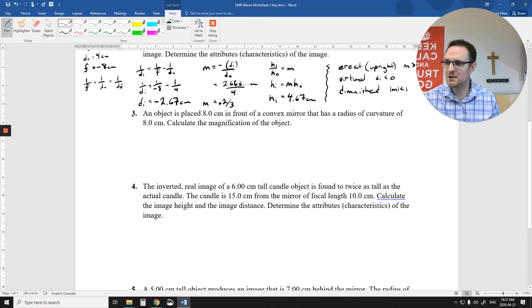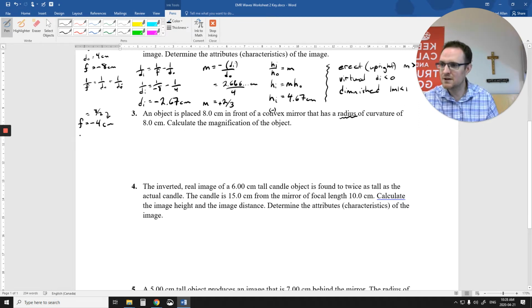Okay, an object is placed 8 centimeters in front of a convex mirror. There's a radius of curvature. Now, radius of curvature is from the mirror to the center. So remember that the focal length is always half that distance. So it's convex, so it's -4 centimeters. Convex means negative again, right? But it's half that radius of curvature, so that's half of the 8.